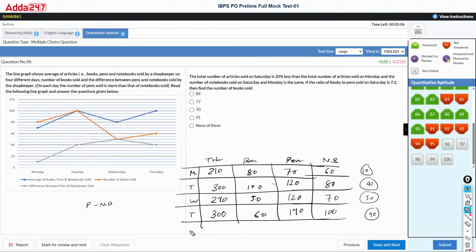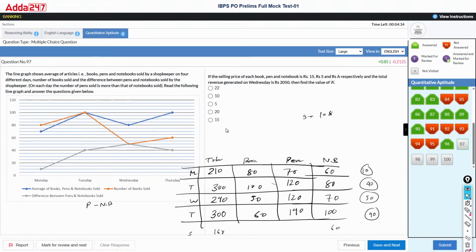total number of articles sold on Monday. 20% less. So 42 less. 40, 70, 168 on the day. And the number of notebooks sold on Saturday and Monday are the same. Notebook Saturday and Monday same. Ratio between the books sold on pens to books. Number of books, so multiple of 7. Everything. Okay. So total remains 9. 108 is for 9. So 12 times. So 7 times 12, 84.